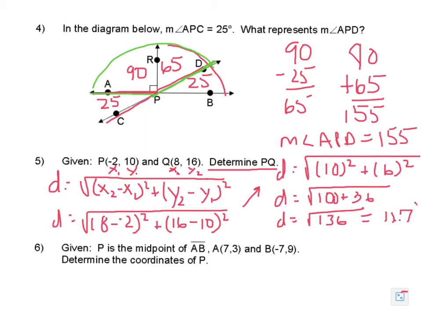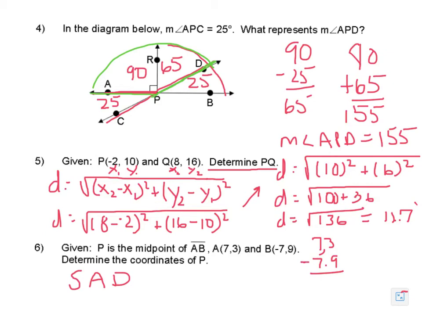Number 5. Number 6. Given P is the midpoint of AB, A is 7.3 and B is negative 7.9. Determine the coordinates of P. Okay, midpoint formula, remember, stack them, add them, divide by 2. So I'm going to stack the points here, 7.3 and negative 7.9. I'm going to add them together.